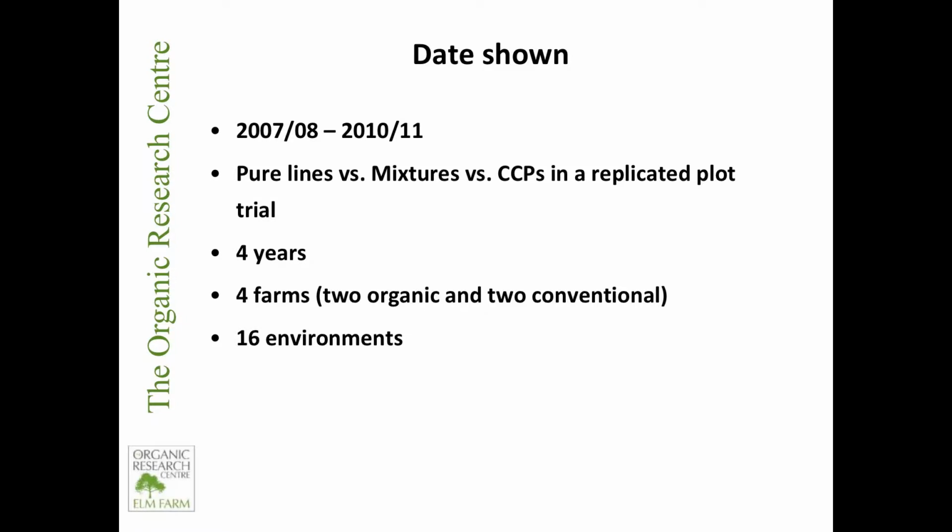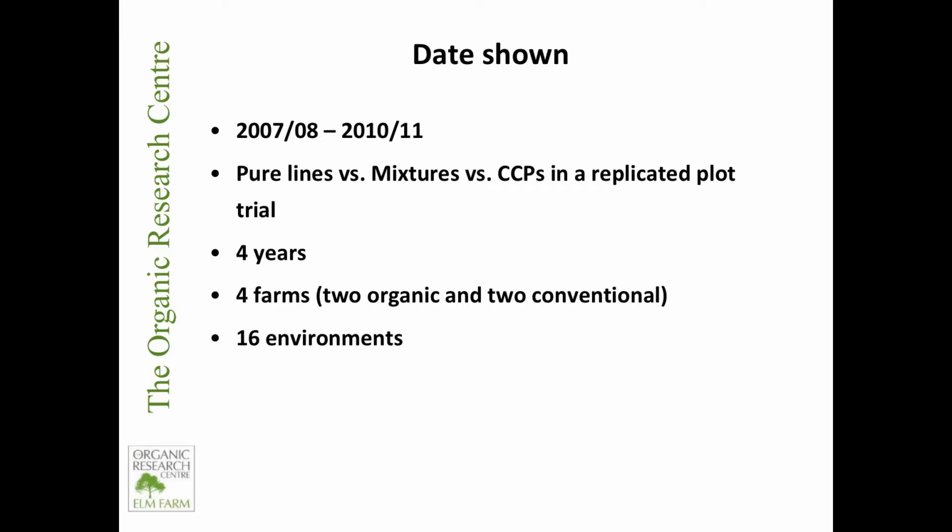So the 2007 and the 2010 trials were on the F6 to F8 generations. We looked at pure lines versus the mixtures of the parents, as well as the CCPs. The data I'm going to show you is from replicated plot trials, which were done on farmer fields but were within our control. So they were smaller plot trials, fully replicated. It was done over 4 years on 4 farms, 2 were organic, and so we ended up with 16 environments.